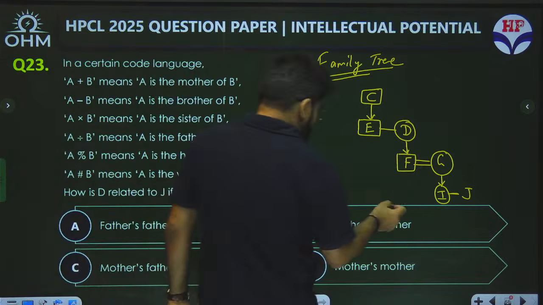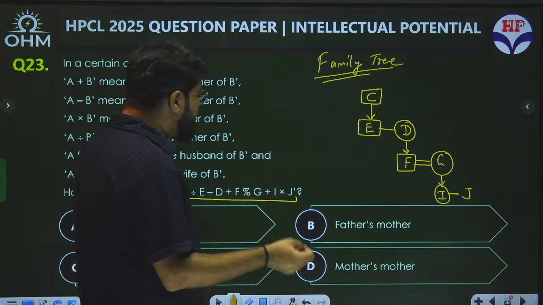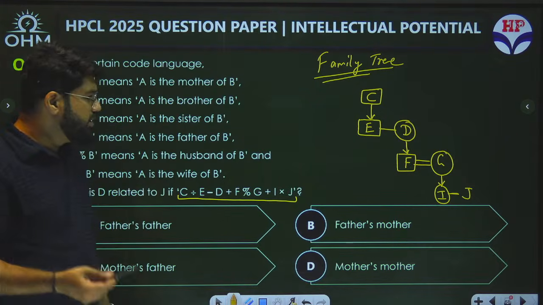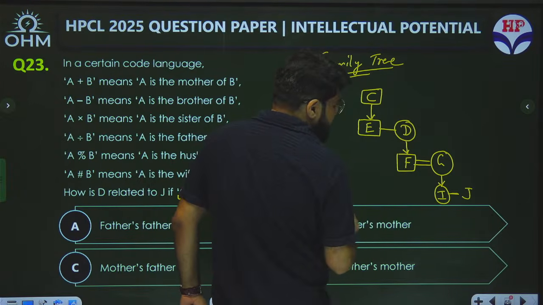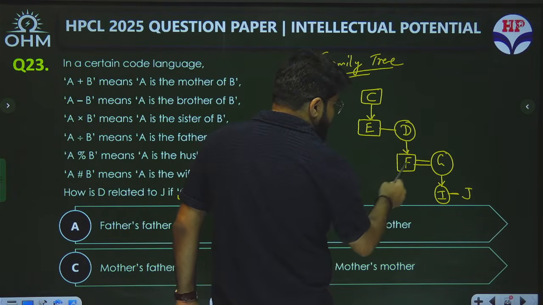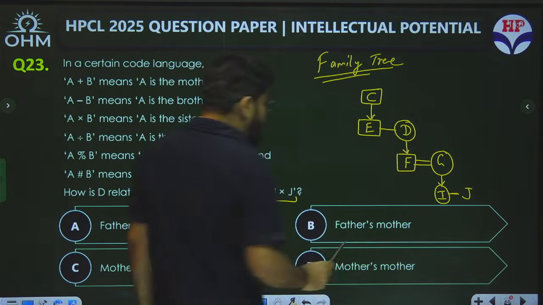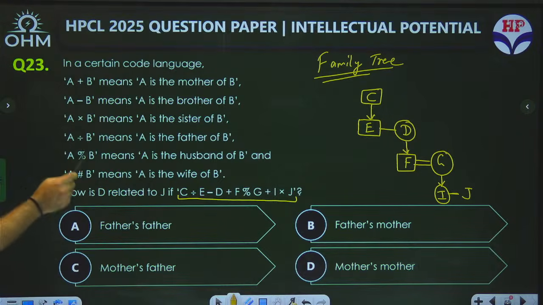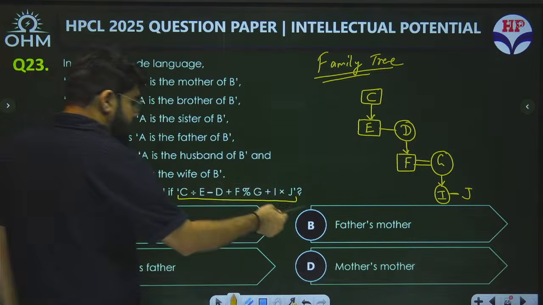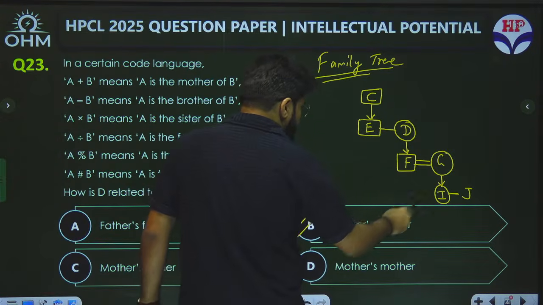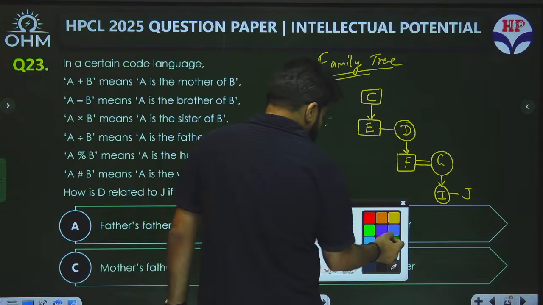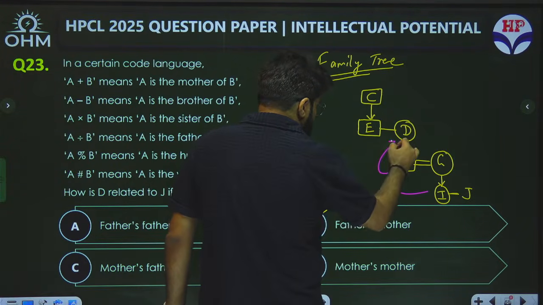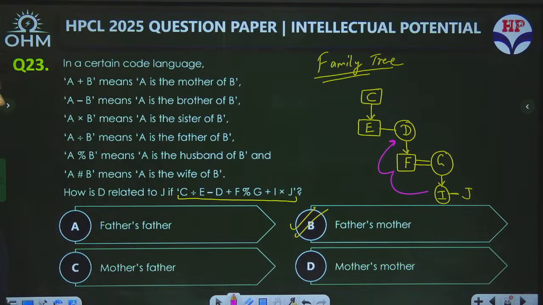The options are also very simple. They could use grandmother or grandfather, but they have clearly mentioned D as the mother of I's father. I's mother is G. G and F are married, F is the husband of G. So F becomes the father of I, and D is the mother of the father. Father's mother. Option number B.